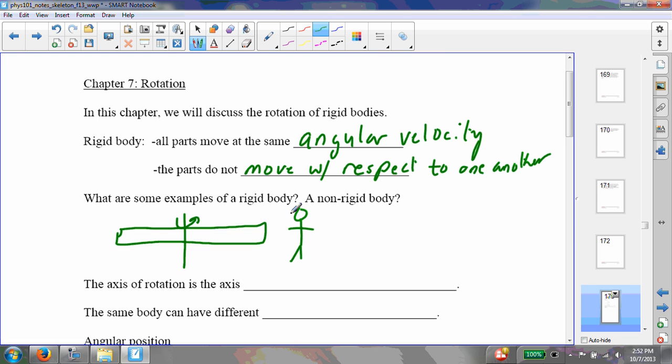However, a non-rigid body would be, for example, a rotating fluid, like a liquid, water or whatever. So if I have a fluid that's rotating, I'm going to have some parts of the fluid that are rotating at a certain rate, and other parts rotating at another rate. So that would not be a rigid body because different parts of it are rotating at different angular speeds or angular velocities. All right, now the axis of rotation is the axis about which the body rotates.